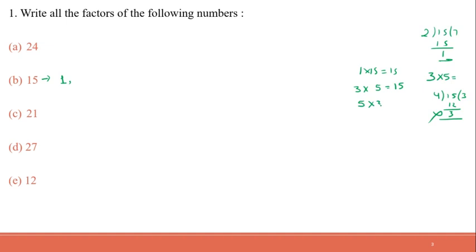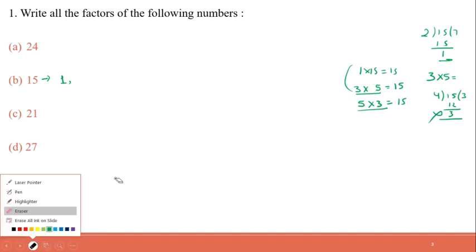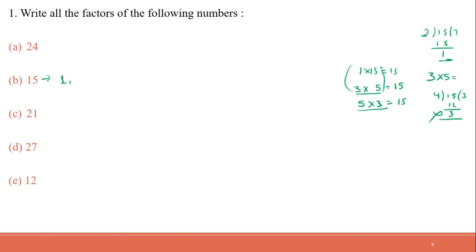Now come to 5. 5 into 3 is 15. So we have reached the same numbers. So only these 4 are the factors: 1, 3, 5, and 15. Notice this thing also, that 1 and the number itself, that means here 15, here 1 and 15, 1 and the number itself will always be factors of the number. Got it?